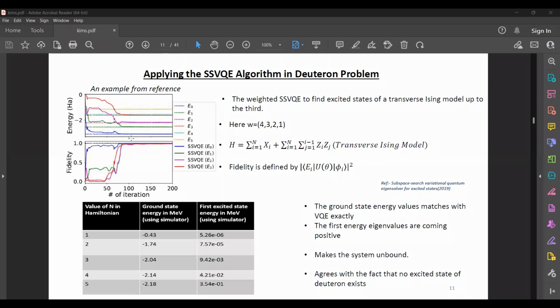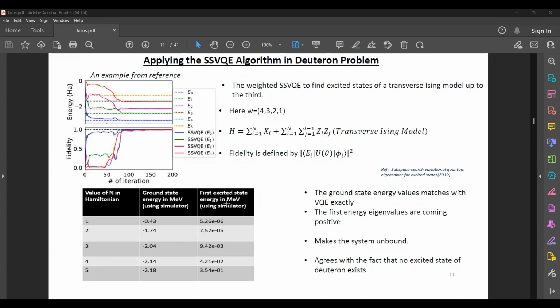So I used this concept of SSVQE and applied the code and the concept to my deuteron problem to see what result we get. I have varied the number of qubits in the Hamiltonian, and the second column shows the ground state energy in mega electron volts. Here you see the ground state energy values exactly match the VQE calculations. All of the energy values are negative, that is, minus 0.43 and so on. A negative value means the system is bound, and we know that the deuteron is a bound system.